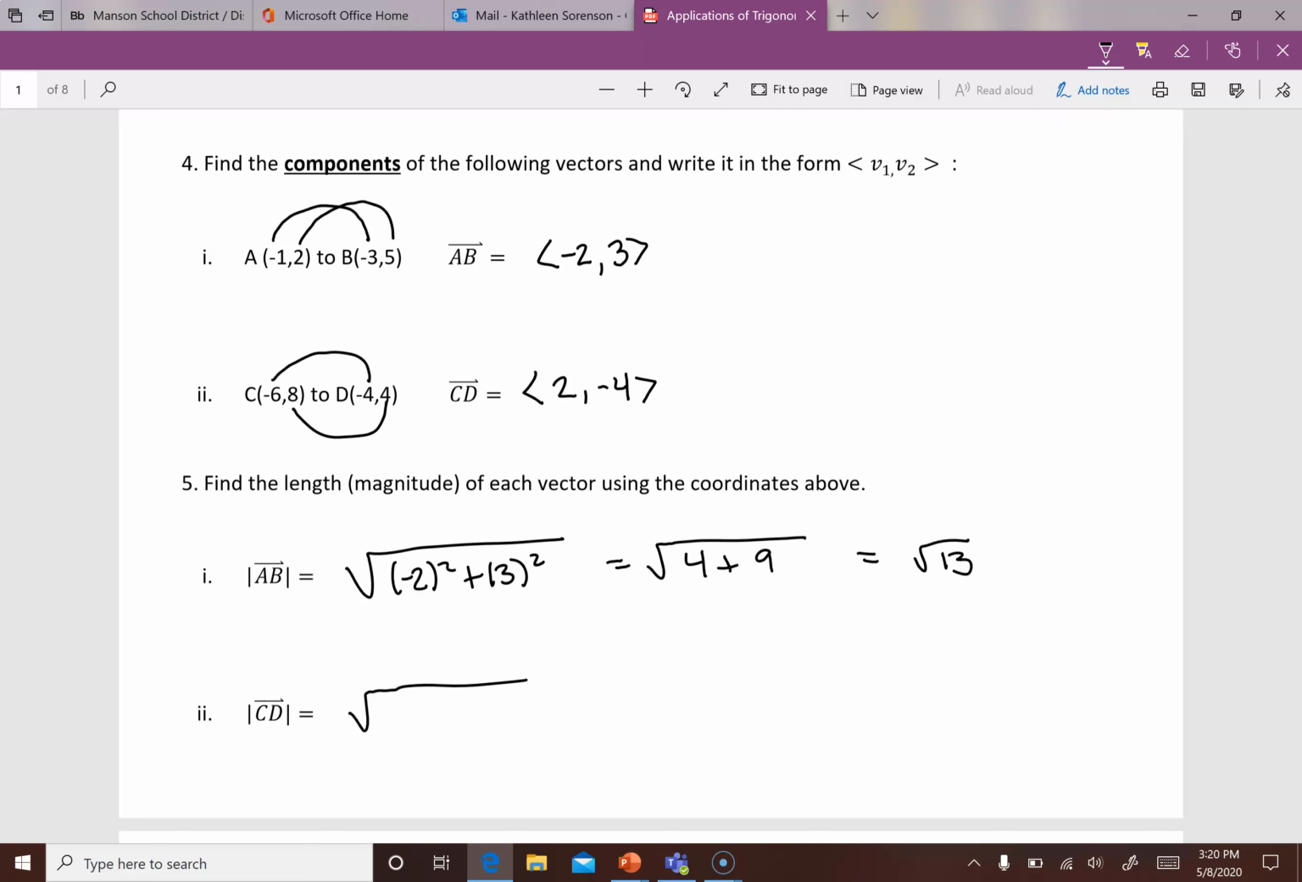For the magnitude of vector CD, I'm just going to do 2 squared plus -4 squared. That's going to give me 4 plus 16. That's going to give me the square root of 20. And I can rewrite the square root of 20 as square root of 4 times the square root of 5. And square root of 4 is 2, and then we keep our root 5. All right.